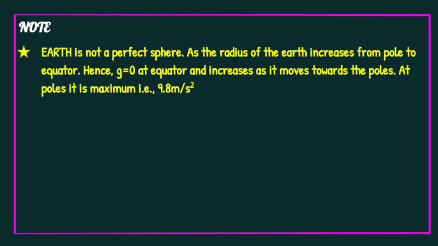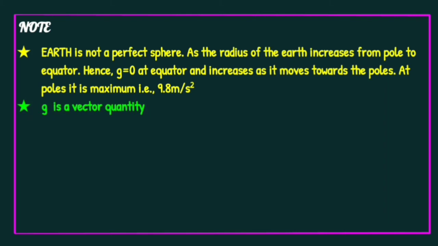Earth is not a perfect sphere. As the radius of the earth increases from the pole to the equator, similarly g decreases at the equator and increases as it moves towards the poles. At the poles it is maximum, and so the g value at the poles is 9.8 meter per second square.